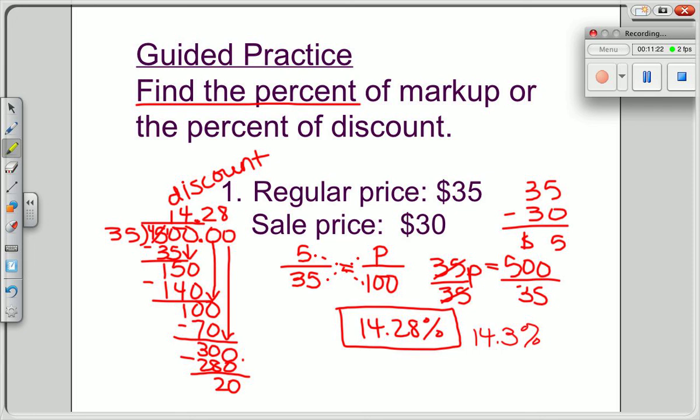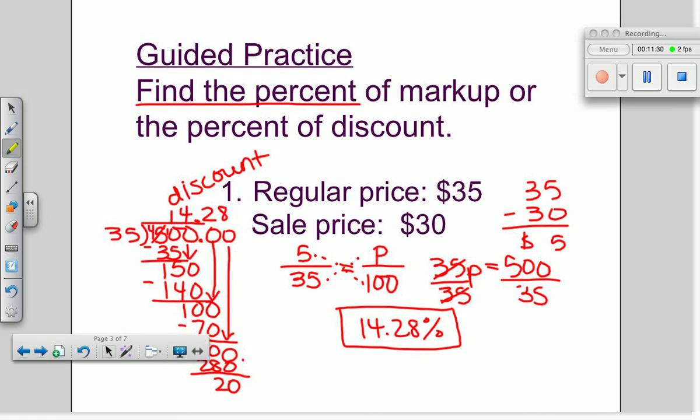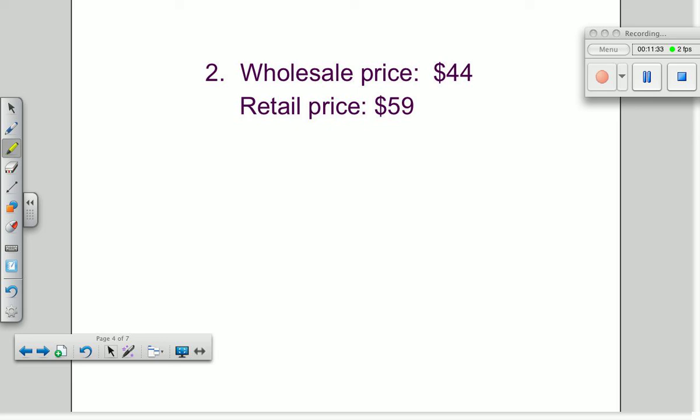All right, now let's move on to the next one. Wholesale price and retail price. Since we have a wholesale price and a retail price, we know we're not finding a discount. We're finding a markup. Because the retail price is more than the wholesale price. That means they're charging you more for it, not less, but more. A discount is when they're charging you less. A markup is when they're charging you more. So let's find the amount of the markup.